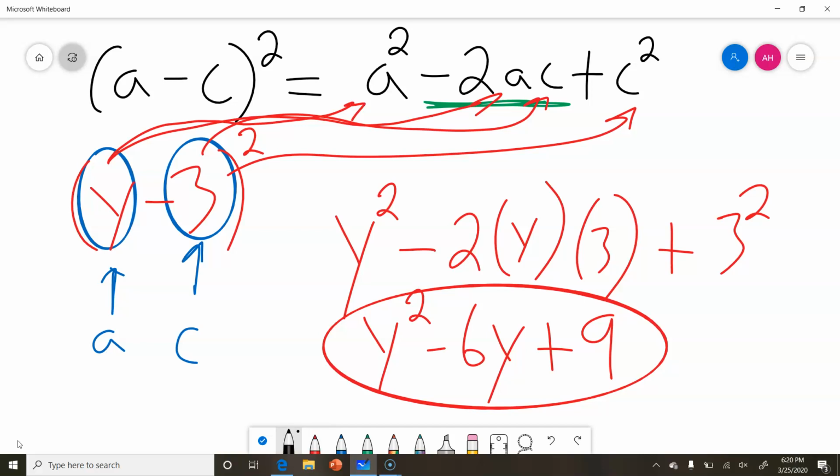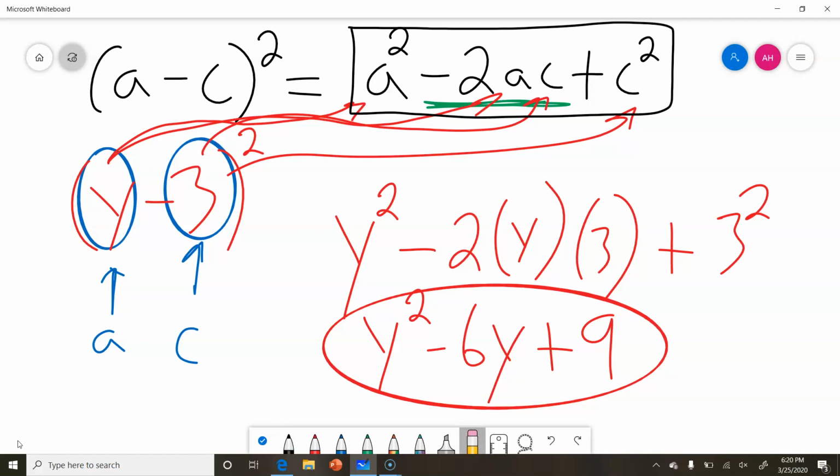So if you are confused at all, the key part is to use this formula right here at the top of the screen whenever it is a minus sign in between. Again, FOIL method will solve your problem for you.